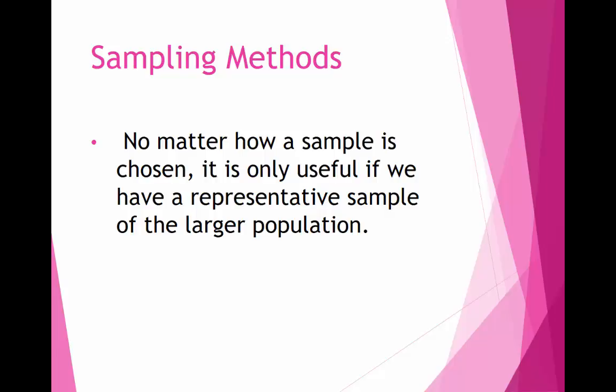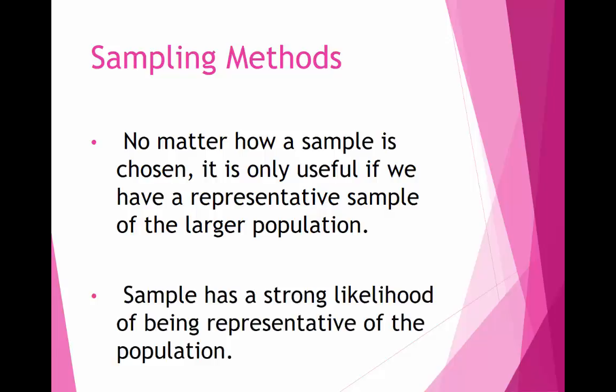No matter how a sample is chosen, it is only useful if we have a representative sample of the larger population. Even if the sample is chosen in the best possible way, we can never be 100% sure it is representative of the population, so we may only conclude that the sample has a strong likelihood of being representative. Take a look at the following examples and let's review the different types of sampling methods that we used.